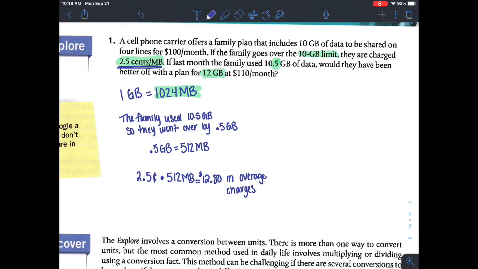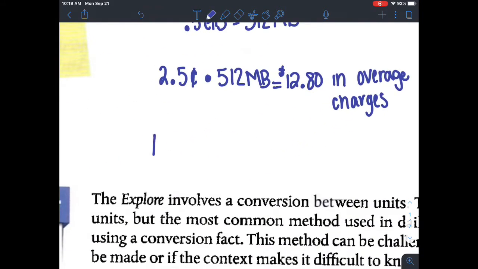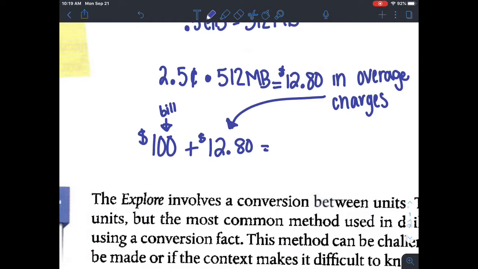So their bill currently for 10 gigabytes is $100 a month, and then they went over by the half a gigabyte, so we're going to add on this $12.80. So $100 is their bill, and then we're going to add on those overage charges, and our total bill for those 10.5 gigabytes is $112.80. So would they be better off with a plan for 12 gigabytes for $110 a month?